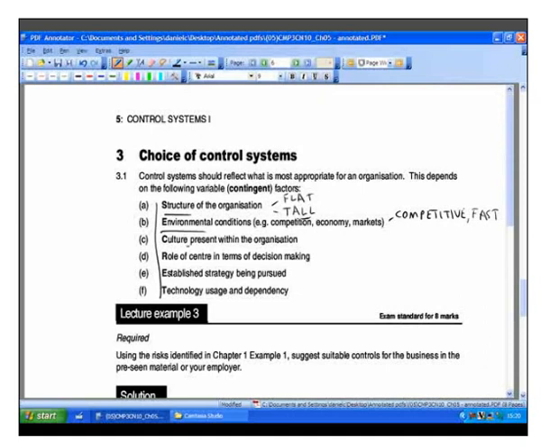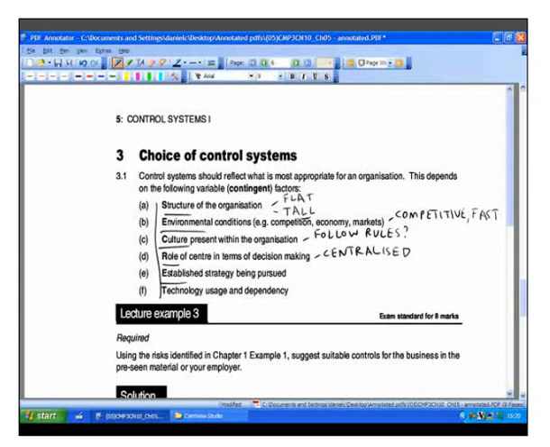You'll have to think about culture. Remember, culture, the way we do things around here. Is it the sort of culture where people follow rules, or is it the sort of culture where they don't? That's going to have a bearing on whether, for example, procedural controls are likely to work. You can think about the role of the centre in decision making. Is it very centralised? If it's very centralised, then the centre may find it quite easy to put in place strict controls. If it's very decentralised, that's going to be harder.